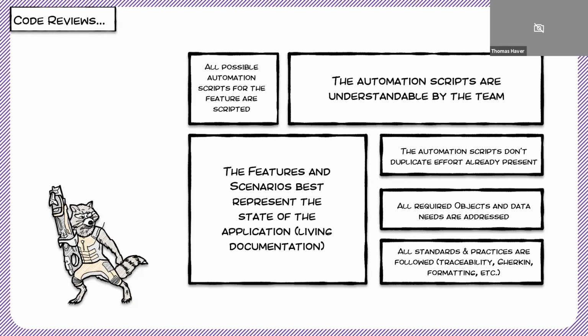So code reviews, the same expectation we have for our development code base, so too should we have for our test automation, which means that for the team, those test automation scripts should be understandable by the team. In a code review, you need to make sure that they represent the state of the application. You don't end up duplicating effort that's already present, that you've identified upfront all of your data needs and object needs for working with that application. And whatever working agreements the team have around traceability, formatting are all met as a part of this code review.